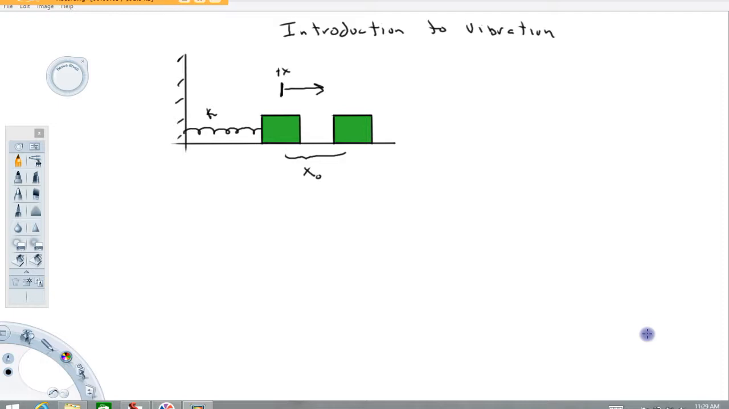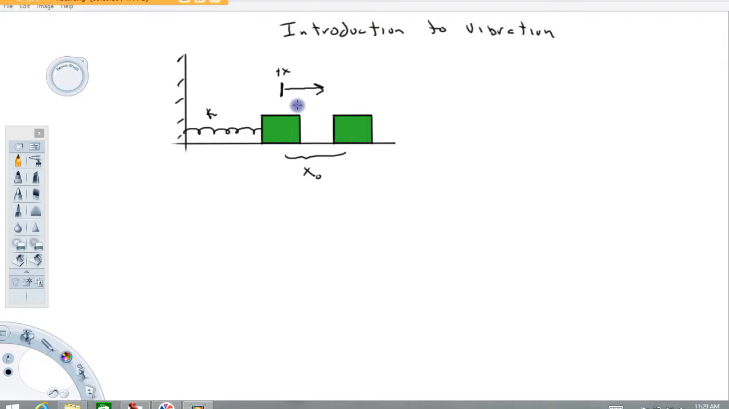The purpose of this video is to be an introduction to the concept of vibration or harmonic motion. Imagine we have this mass spring system, and the spring has a force constant k. We're going to imagine that this mass is displaced a distance, maybe x sub o, and released from rest. I'm going to talk about the subsequent motion and how to analyze it.